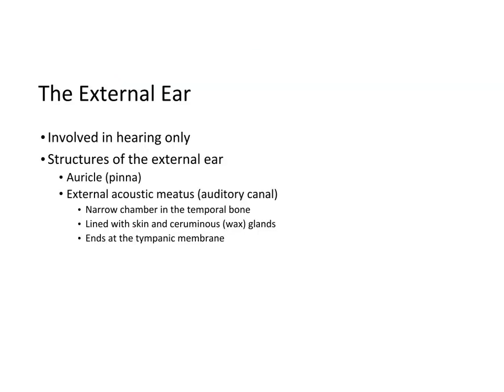The external ear is only involved in hearing. The structures of the external ear include the auricle and then the external acoustic meatus, or the auditory canal. The auditory canal is a narrow chamber in the temporal bone, and it's lined with skin, and the skin also has ceruminous wax glands, and it ends at the tympanic membrane, which is also called your eardrum.